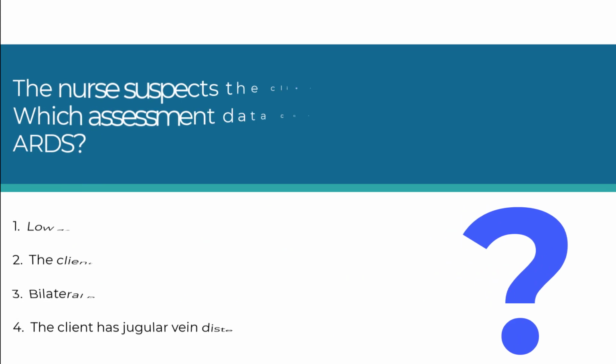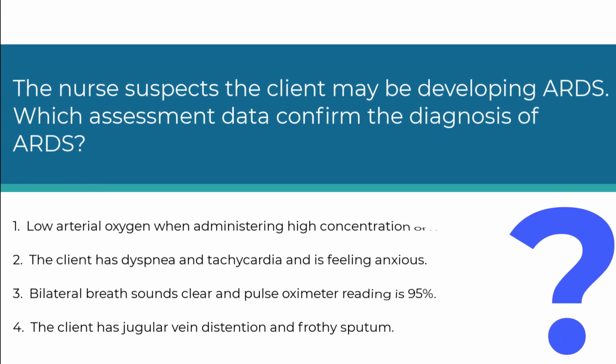Here's the next question. The nurse suspects the client may be developing ARDS. Which assessment data confirm the diagnosis of ARDS? Number 1, low arterial oxygen when administering high concentration of oxygen. Number 2, the client has dyspnea and tachycardia and is feeling anxious. Number 3, bilateral breath sounds clear and pulse oximeter reading is 95. Number 4, the client has jugular vein distension and frothy sputum.